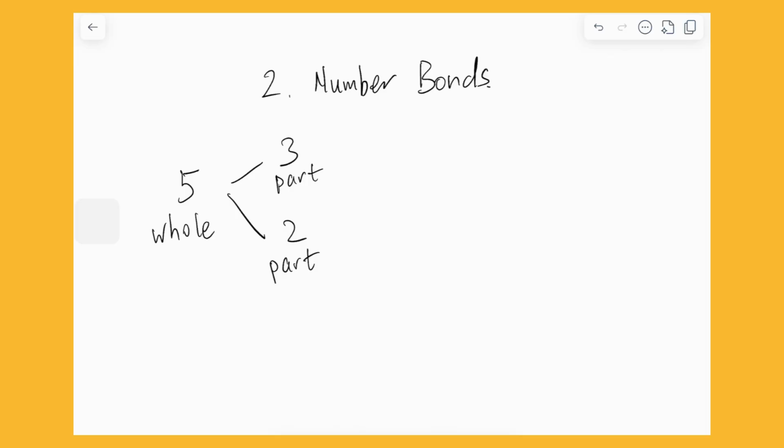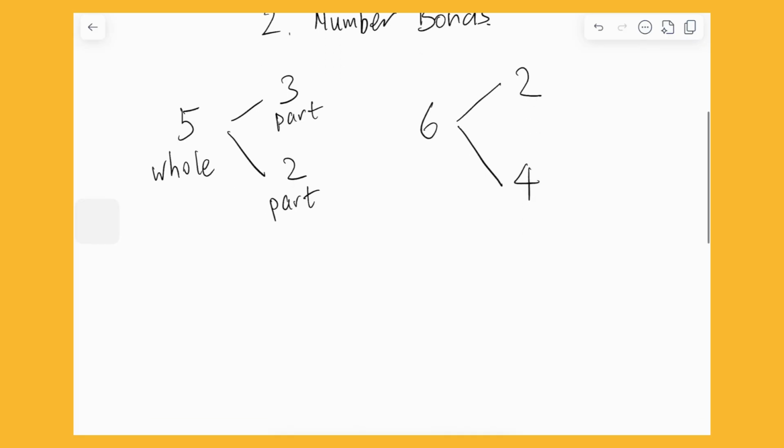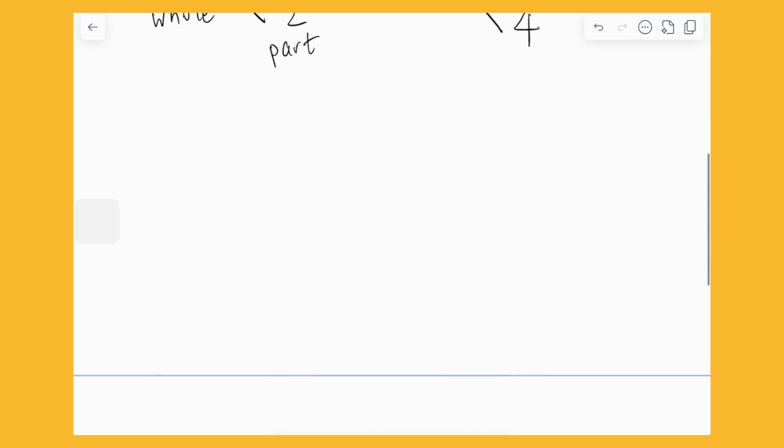Or we can use more practices here. So we can use 6 here. All right, so we have 6 children. We got 2 are playing and 4 are sitting. Okay, so look around and try to make the number stories by yourself and do more practice. All right, now let's move to our next topic, which we are going to talk about addition.